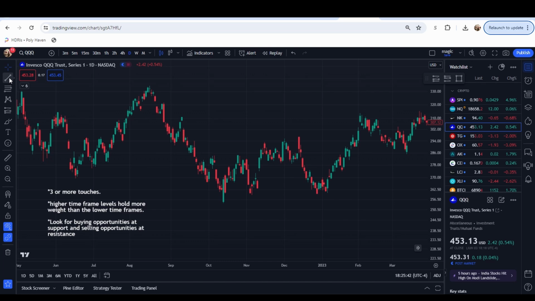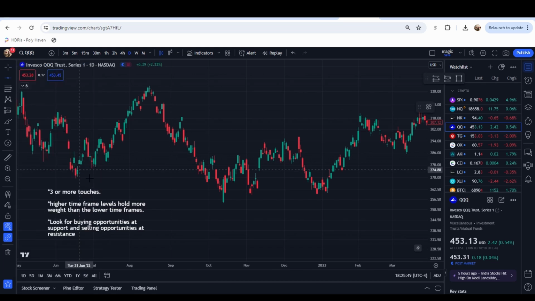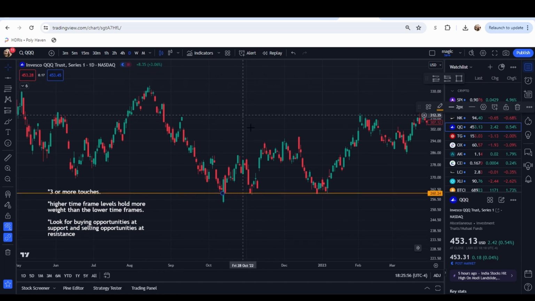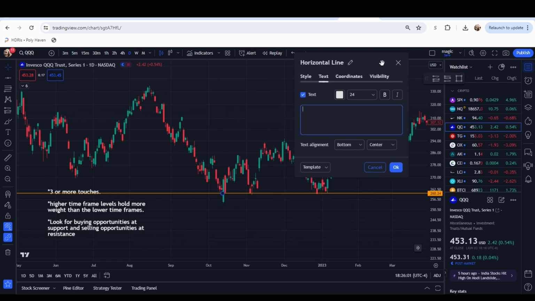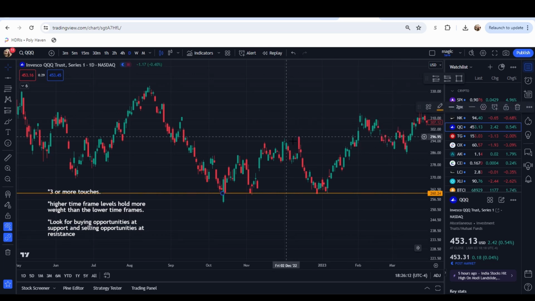So what I'm going to do is I'm going to take my horizontal line tool, right? And I'm just going to click here, just like that, right? You can make it any color you want. You can open up the settings by double clicking it and go on style and change the color, change the type of line it is to a dash if you want to do that, whatever suits you, right? I'm going to keep it like this for the lesson, right? This is a good area of support.